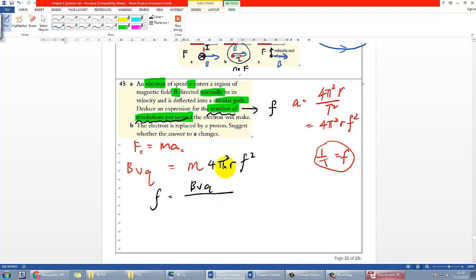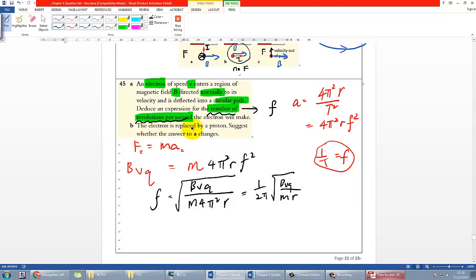BVQ on the other side, and then all these things float to the other side. M 4 pi square r, and then there's a square, so I'll have to root the whole thing. And I think that's it. If you like to take the pi outside, that's fine too. Okay, maybe I'll do it. BVQ over 2 pi M R.